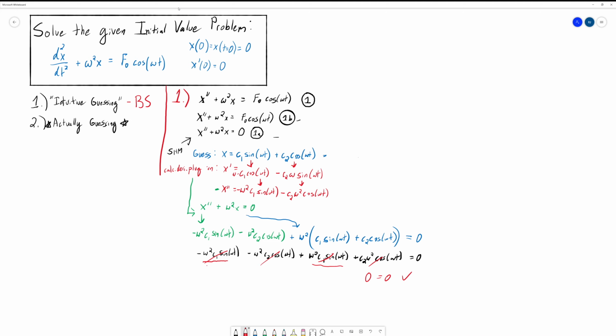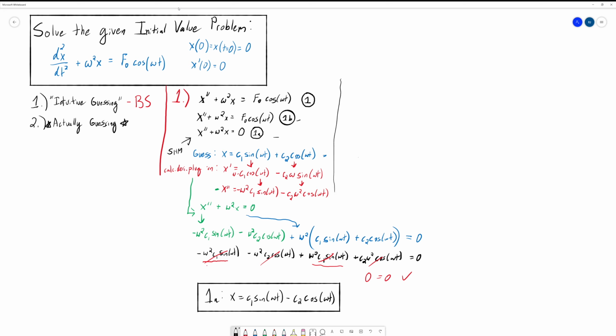Okay, so this is actually going to work for our solution for 1a. I'm just going to rewrite it. So we have x equals c1 sine of omega t plus c2 cosine of omega t. I'm going to box that. Let's see if we can get a nicer box. Software doesn't always recognize when it's slanted. Great. Okay, and now let's go ahead and get 1b.